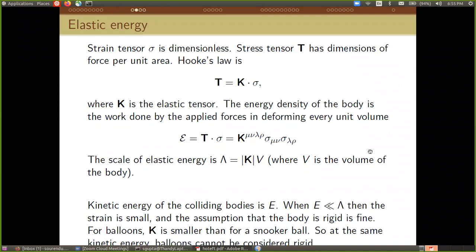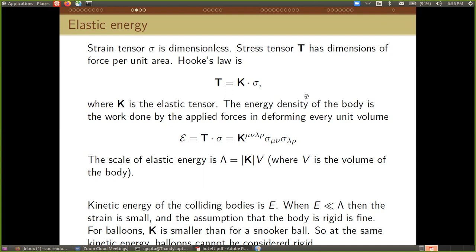The elasticity is a relationship between something called strain and something called stress. Strain is a tensor, I'll call it sigma, and it's a dimensionless tensor. It is something like the amount of deformation divided by the measure of the size of the body. So if a body is under tension, for example, then the strain is the change in length divided by the original unstressed length. The stress tensor has dimensions of force per unit area.